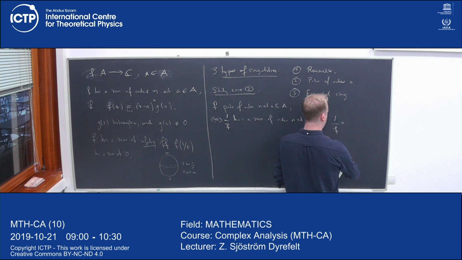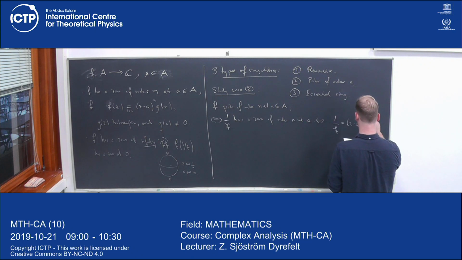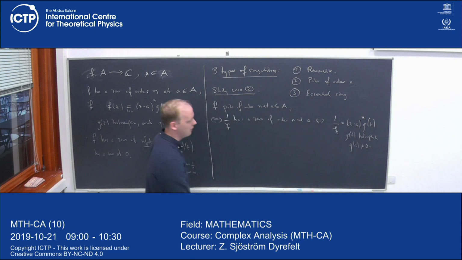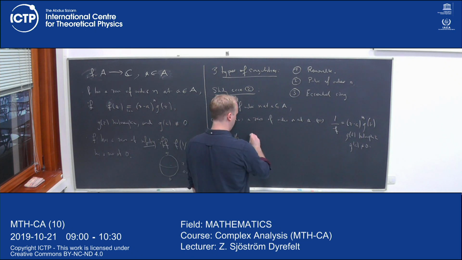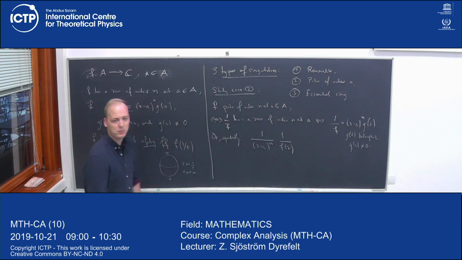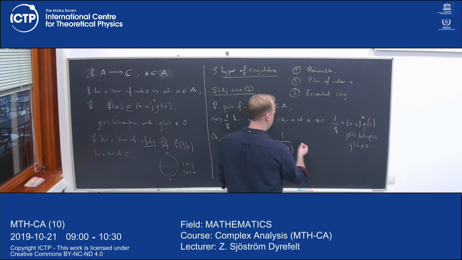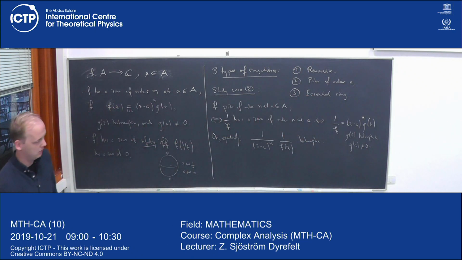1 over f is equal to z minus a to the power n times g of z, where g of z is holomorphic, and g of a is not 0. Or equivalently, we may say that if we look at 1 over z minus a to the n times 1 over f of z, then this is equal to this g, and this will be holomorphic. In particular, this is holomorphic in a neighborhood of A.